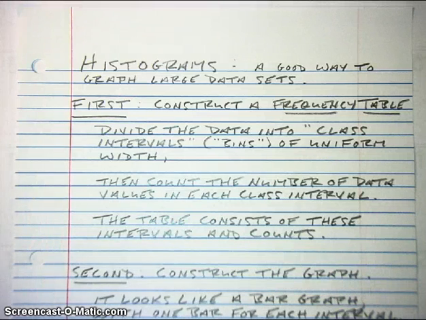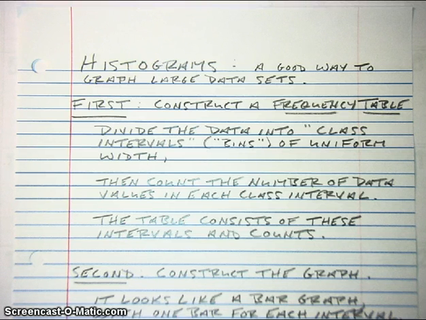Next, we're going to look at histograms, which are a good way to graph large data sets. They're really superior to box plots, stem and leaf displays, dot plots, etc. when the data set is very large. Basically, what it involves is grouping the data together into intervals or bins and then counting how many observations or data values are in each of those bins and then making a graph out of those counts.